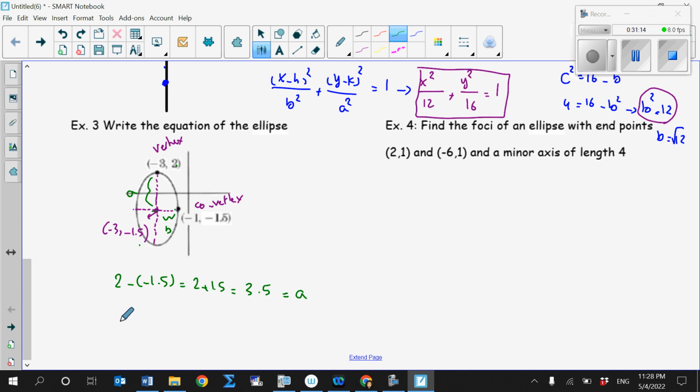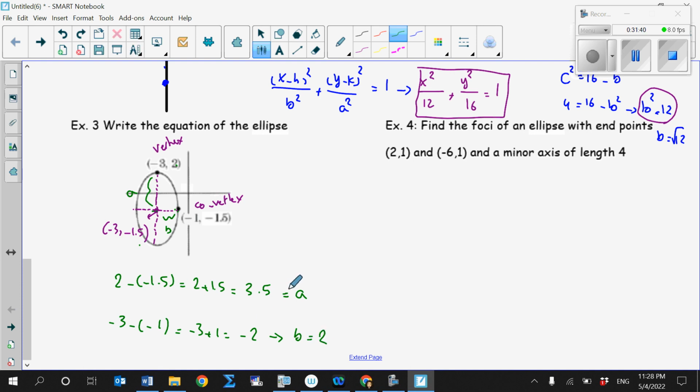So I can do -3 minus -1. That's -3 plus 1, which is -2. However, because we're talking about the distance, not the direction, we can ignore the negative and say b value is equal to 2 here.